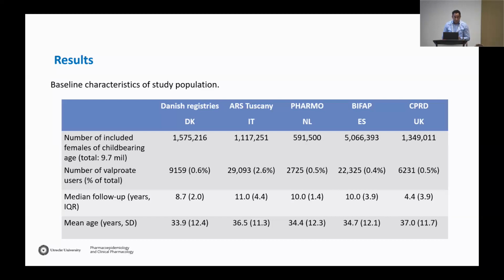The median follow-up time in most centers was close to the whole study period, 10 or 11 years. The exception was CPRD, with 4.5 years. And the mean age at index date was above 30 years in all centers.